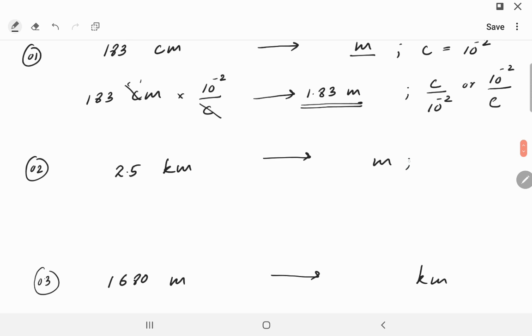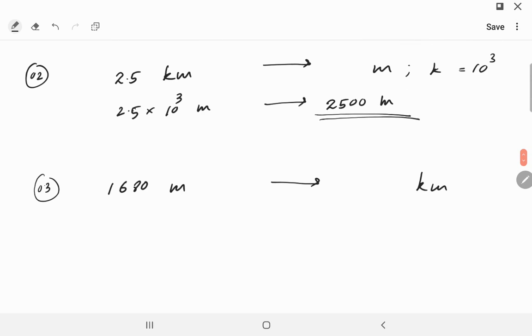And 2.5 kilometers. Of course, we talked about kilo. Now you know what kilo is. Kilo is 10 to the power 3. So you want to get rid of kilo, right? So you will multiply it by 1000, which is actually 2500 meters. Of course, if you have a hard time doing these calculations, do them using a calculator.